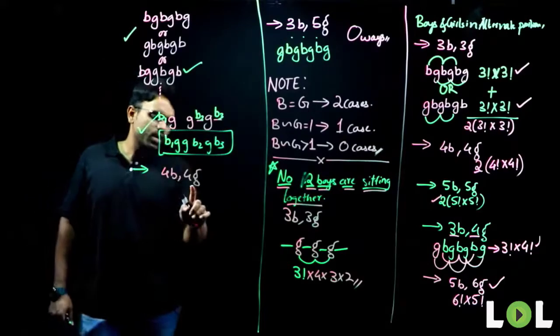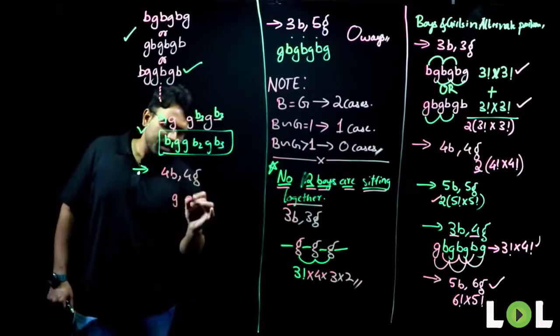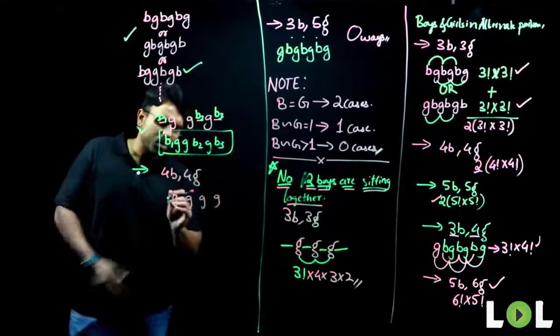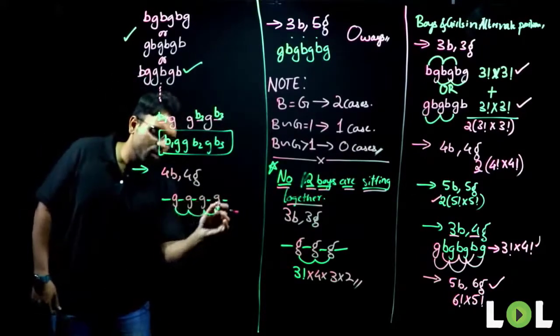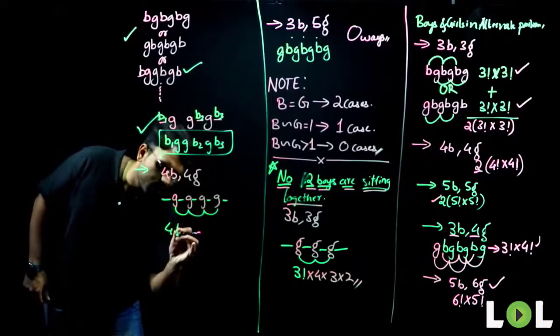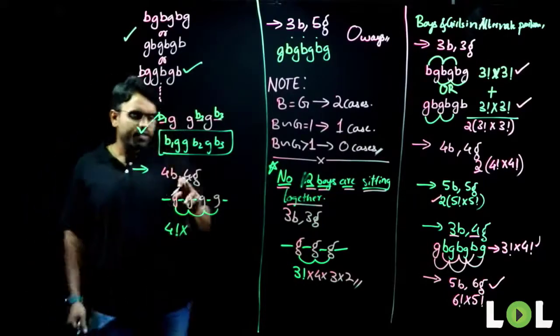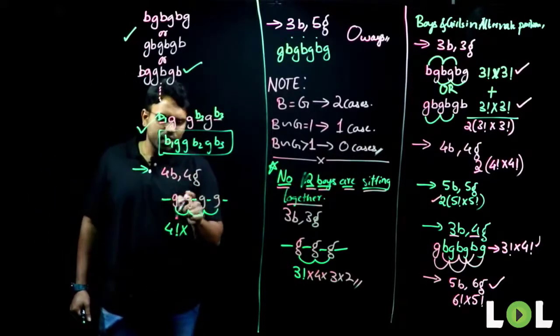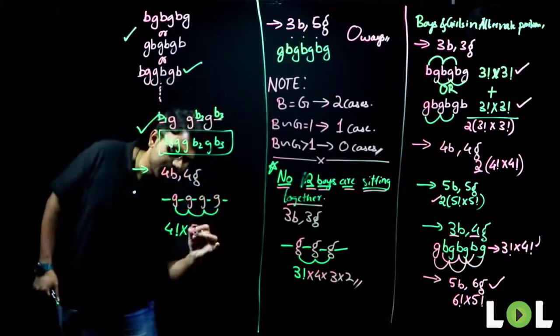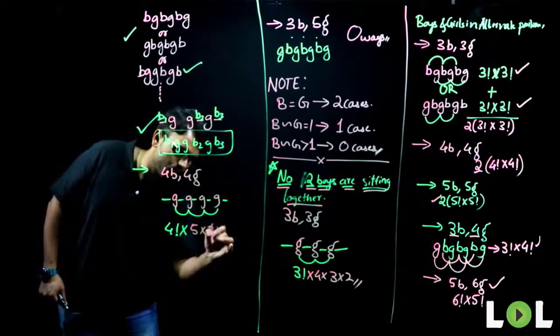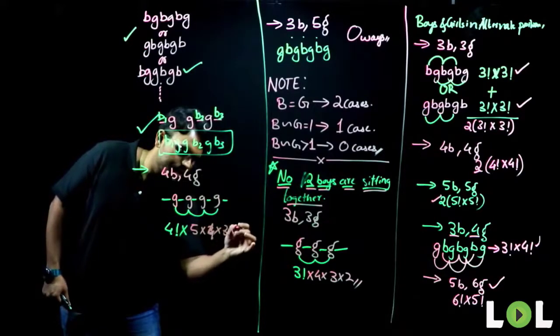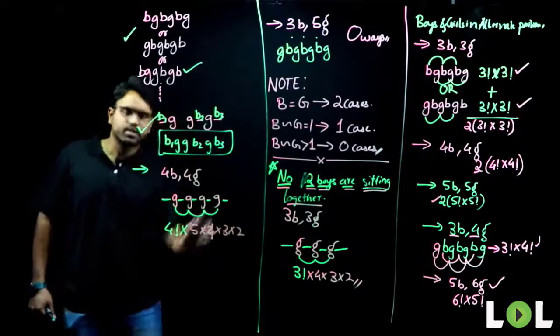4 boys and 4 girls. So I'll quickly place my girls, girl, girl, girl, girl. Next step I'll do is create spaces between them. Once the spaces are created, I can see that 4 girls can be arranged in 4 factorial ways. Into, when the first boy walks in, he can sit in 5 spaces. Next boy walks in, he can sit in 4. Next one, 3. Next one, 2. There are 4 boys, they are done.